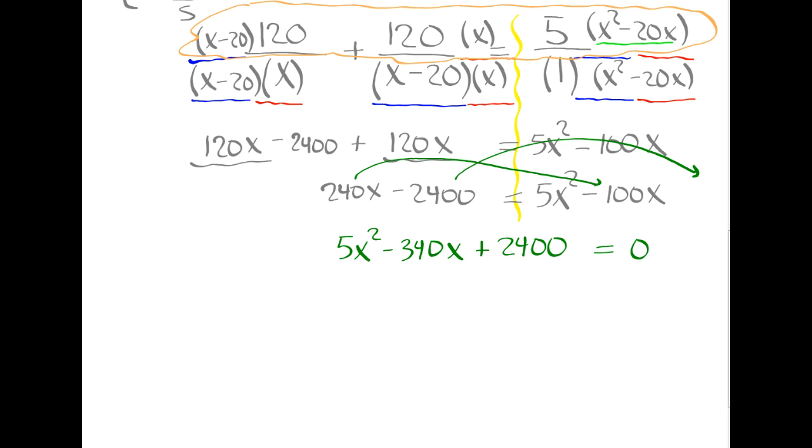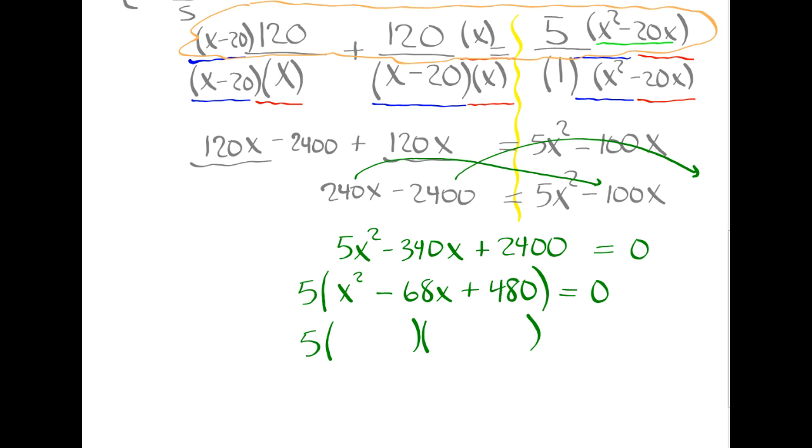So if I can factor out a 5 out of each term, I notice right away that will give me a 1x squared minus 68x plus 480 equal to 0. And so I can hopefully unfoil this. And so my first terms are going to be x and x. Factors of 480 that have a sum of 68: 60 and 8.